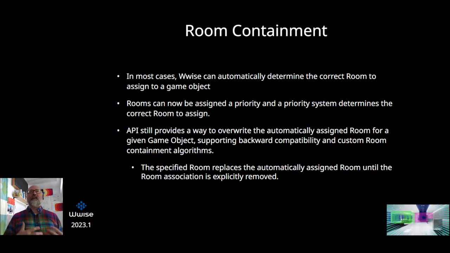Now there are some scenarios like a room that's partially inside another room or rooms that share common surfaces. And in that case, we've implemented a priority system that determines the correct room to assign. For instance, if an object is inside several rooms at the same time, the assigned room is always the one with the highest priority, or the innermost room according to the results of the ray casting if the priorities are the same. The API still provides a way to overwrite the automatically assigned room for a given game object, supporting backward compatibility and custom room containment algorithms. But the specified room replaces the automatically assigned room until the room association is explicitly removed. So really, this is just a way to identify where sounds are in the world, what room they belong to, in order to make decisions about how that sound is going to propagate and eventually arrive at the listener sounding correct.